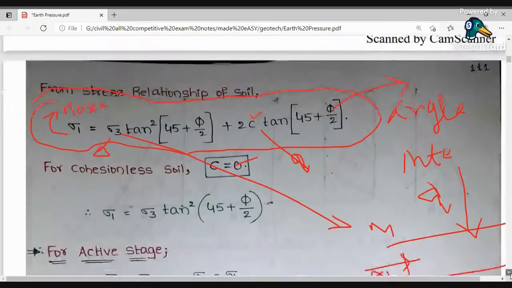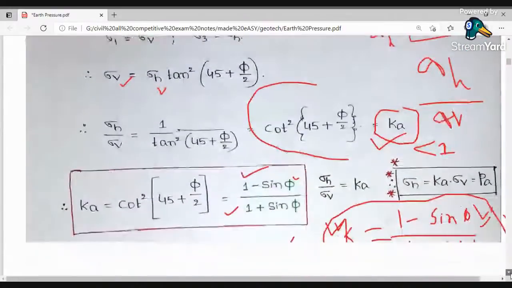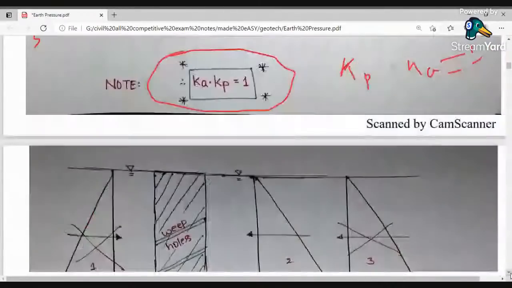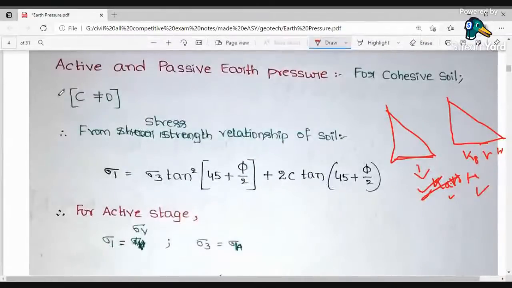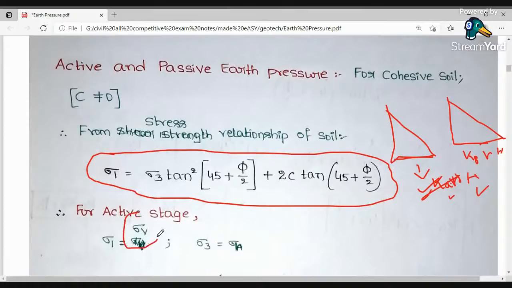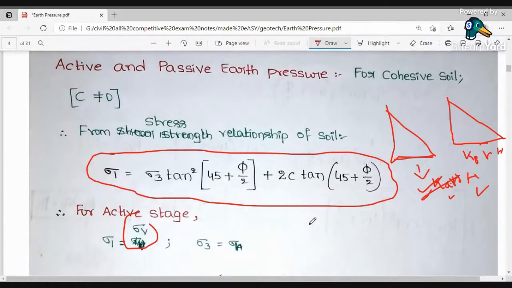Let's try to derive the expression for cohesive soil, or soils which have cohesion like clay, silt, etc. So here C is not equal to 0. For the Mohr Coulomb failure relationship, we get sigma 1 equal to sigma 3 tan squared (45 plus phi by 2) plus 2C tan (45 plus phi by 2), right? So in the active state, the major stress is the vertical stress, since the wall moves outward, right? That's why the vertical stress is more as compared to the horizontal stress.